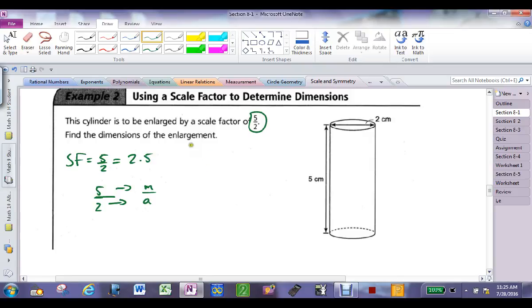So remember, dimensions are always the actual times the scale factor will get me the model. Yes? So this is what I'm starting with, correct? So what is the diameter that I am starting with? 2. What is my scale factor? Or 2.5. They're both the same thing, right? 2 times my scale factor. So what is the diameter in my enlargement?